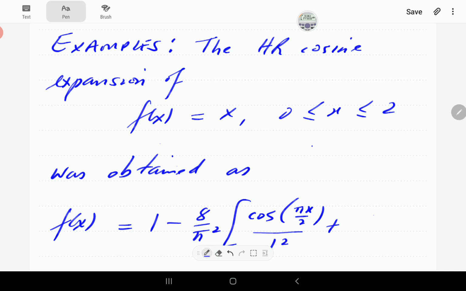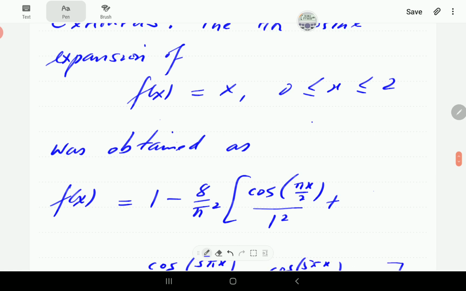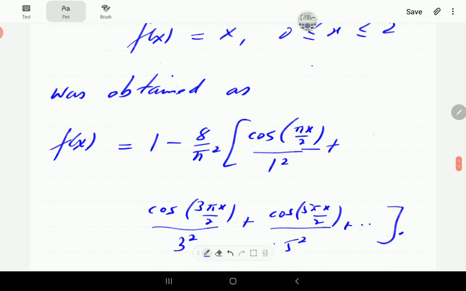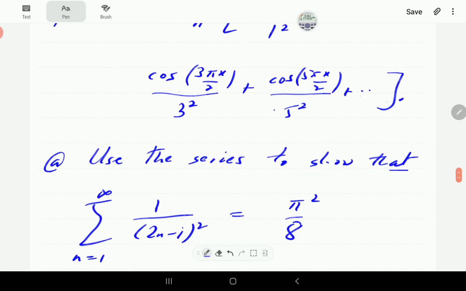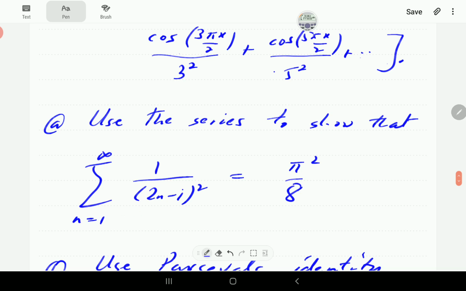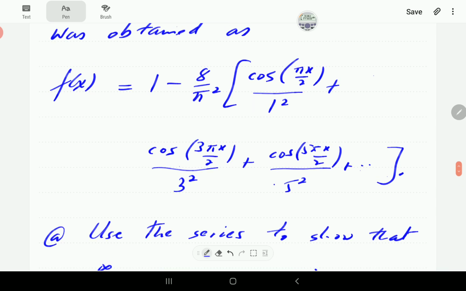In the video on half range series, we showed that this function here, defined over this interval, has a half range cosine expansion, which is given here. So in part A, use the series to show that the sum of these reciprocal powers of 2n minus 1 squared equals pi squared over 8. All right. So this is the function we're going to use.